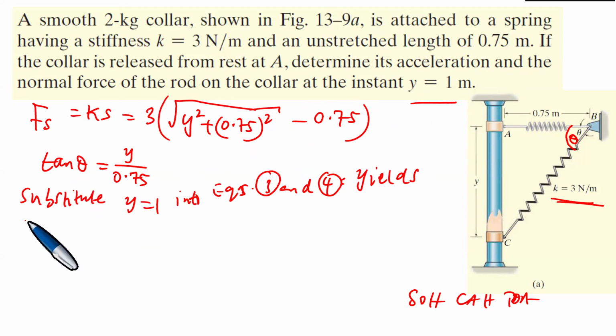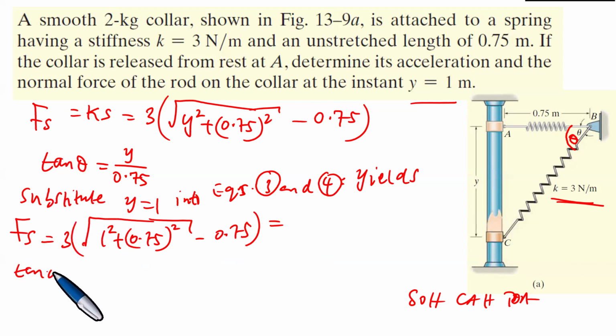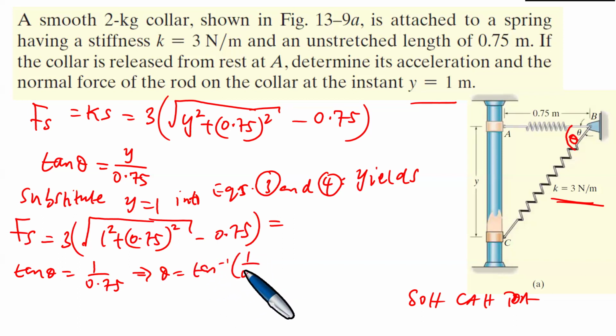Now the Fs is 3 times the square root of 1 squared plus 0.75 squared, minus 0.75. Okay, we're going to get an answer here. And then here we have tan theta, which is 1 divided by 0.75, and theta therefore becomes arctan of 1 divided by 0.75. And then you get the answer here.